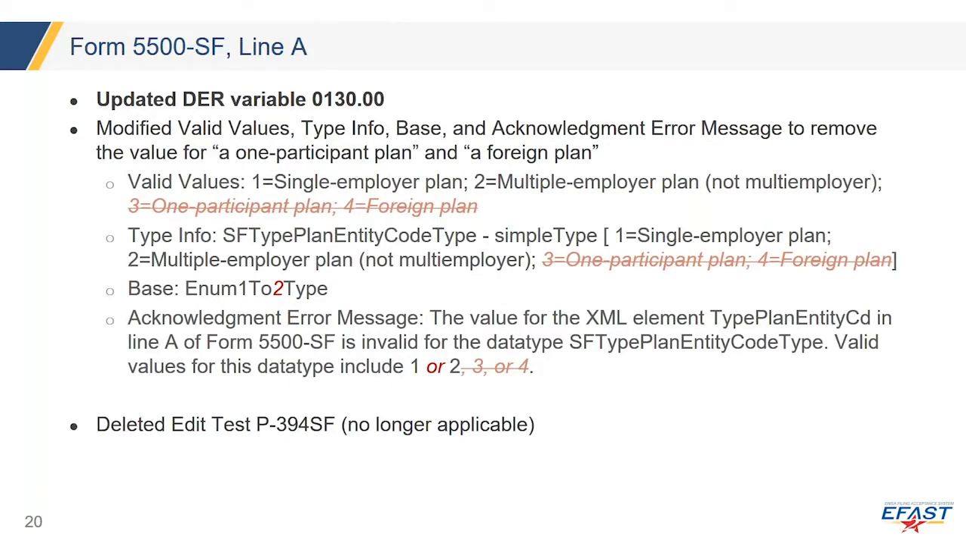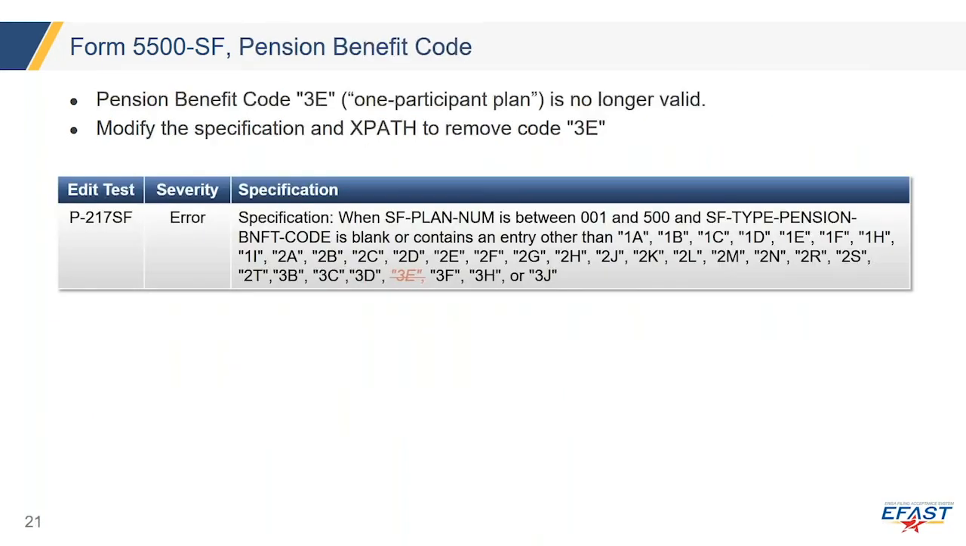Okay, thanks, Marianne. All right, so related to the 5500 SF changes, the dir variable for line A was updated to remove valid values 3 and 4, as we described in the previous slide there. Also, edit test P394SF is no longer applicable and has been deleted. Next, the pension benefit code 3E, which was used by one participant plans, is no longer valid for the short form. So the specification and XPath for this edit test were modified.